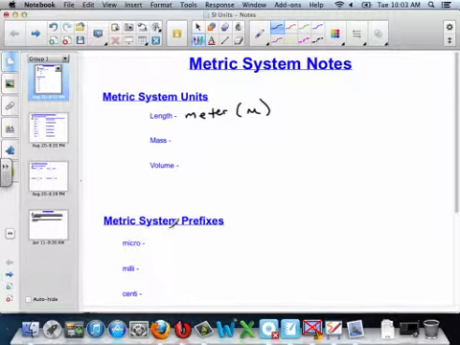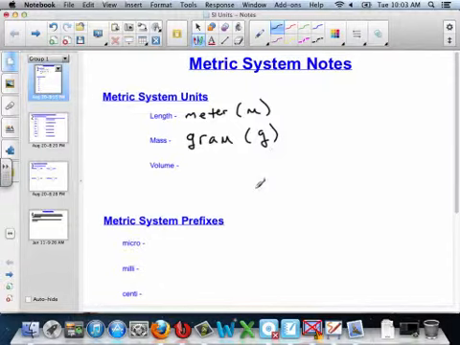Okay, what about mass? No, not pounds. Not ounces. Grams. I think it's a gram. A gram? Yeah, we'll go with that. Again, that is the base unit, represented by the letter g.